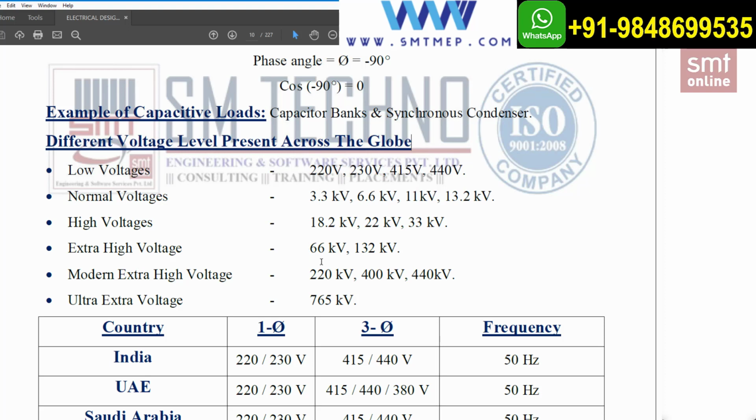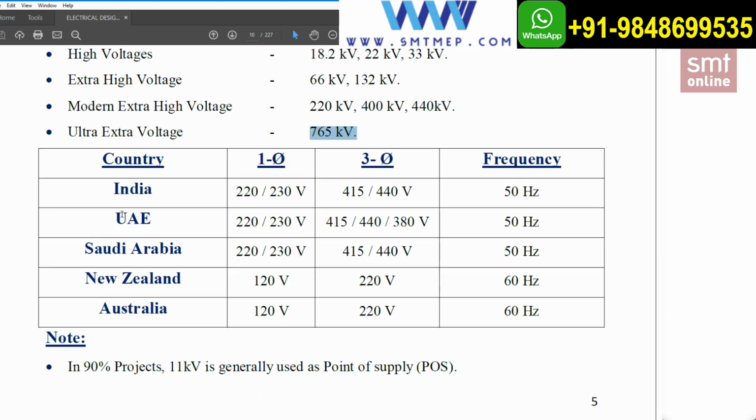Okay, so extra high voltage means 66 kV to 132 kV. Again, for modern extra high voltage, it is 220, 400, 440. For ultra extra high voltage, we are going with 765 kV. So these are the voltage ranges. Almost every country will have these values only. As a beginner, if you are new to this field, you have to remember these values. This can be an interview question also: what is the range for high voltage? You have to say 18.2 kV, 22 kV, 33 kV, etc.